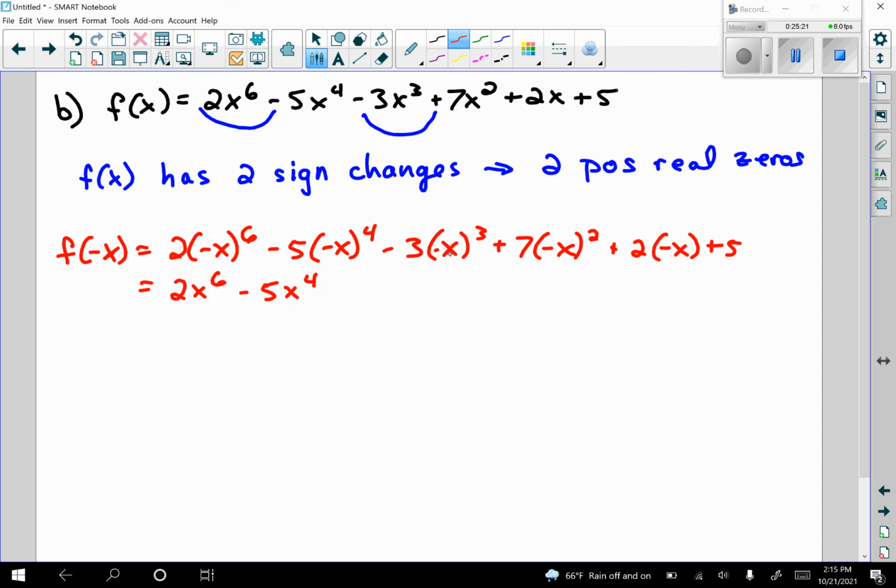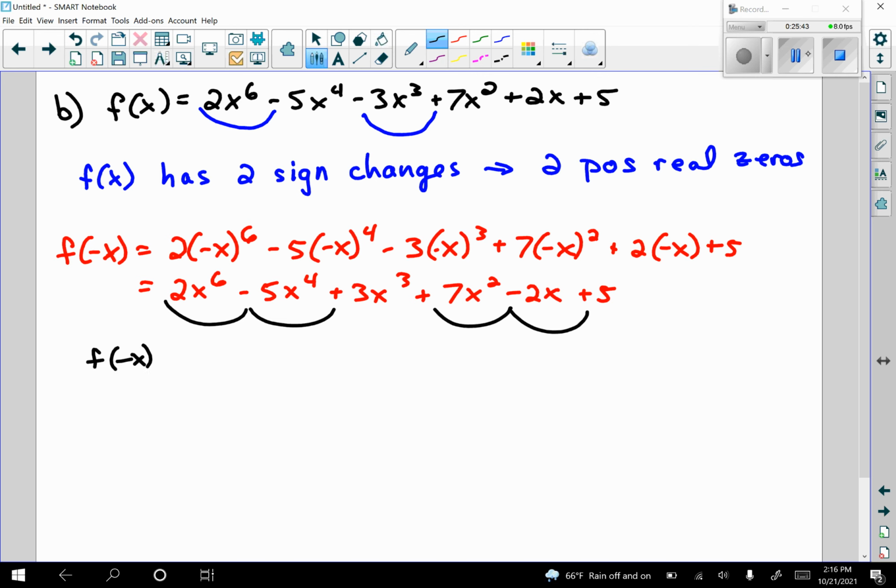Now over here, negative x cubed will become a negative x cubed. So that negative times negative 3 turns into a positive 3x cubed. We'll still have a positive 7x squared because squaring this is the same as just x squared. Then we'll get a minus 2x plus 5. So let's count the sign changes here. We've got 1, 2, 3, 4. So f of negative x has 4 sign changes.